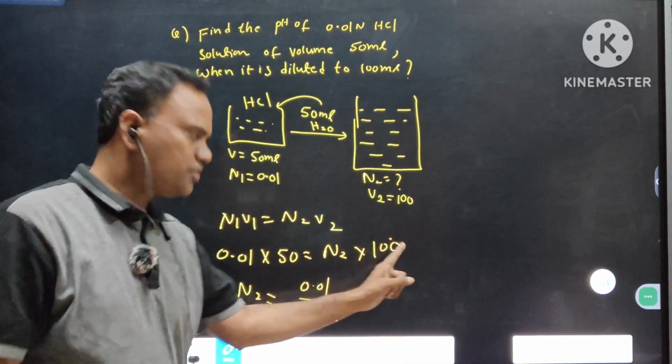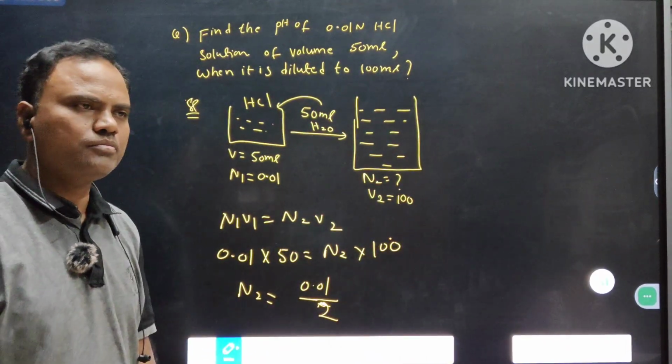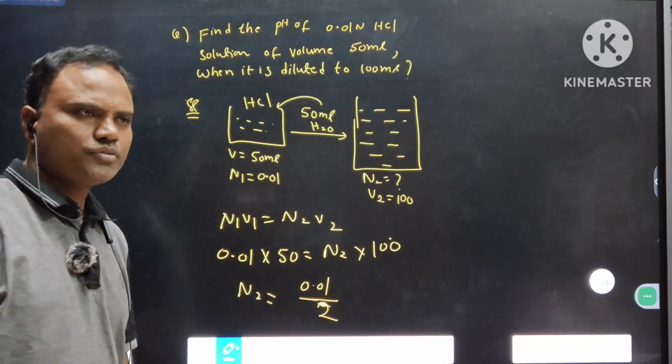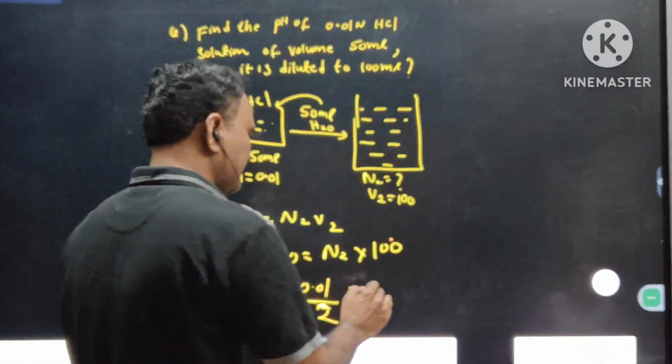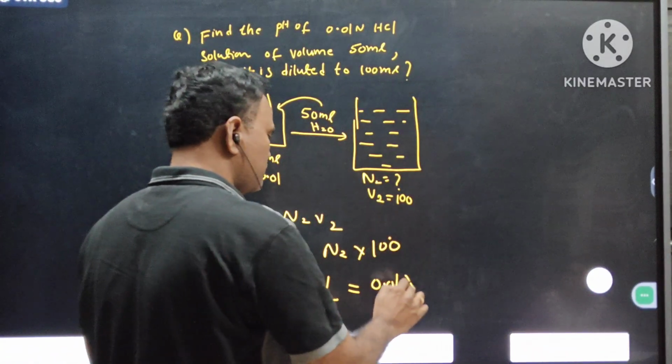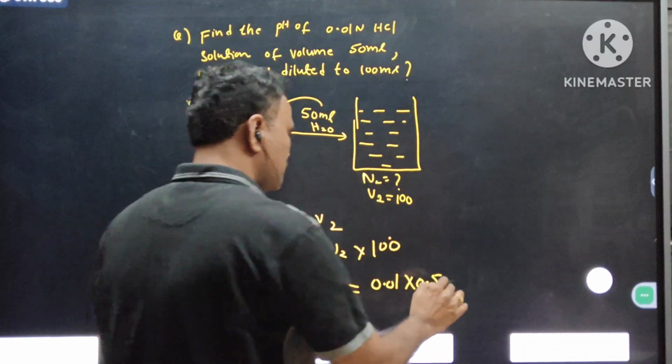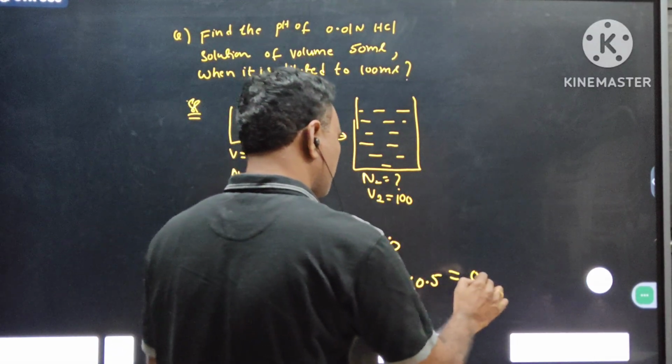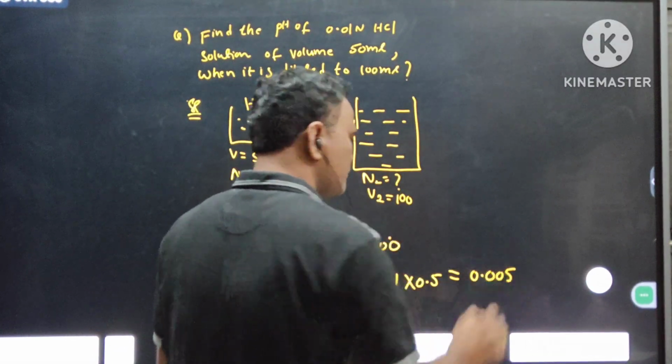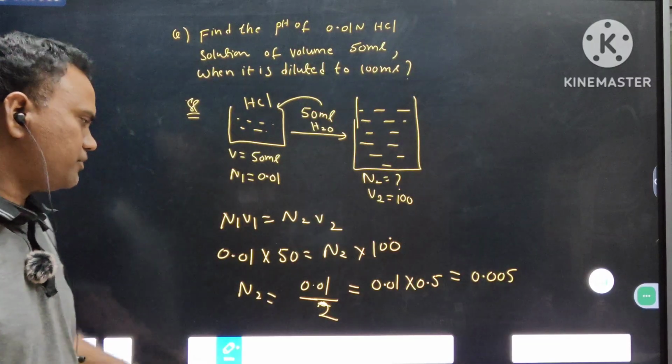2 remains here. Send it to this side, 0.01 by 2. Okay? 0.01, 1 by 2 means 0.5. So finally what you will get? 0.005.